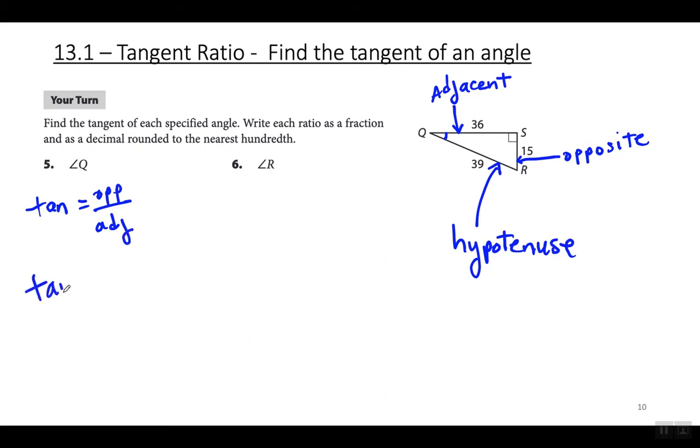So in this case, the tangent of angle Q is going to be the opposite side, which measures 15, divided by the adjacent side, which measures 36. Alright, so when I do that in my calculator, one moment. So 15 divided by 36. I'm going to have to round my answer, so it's approximately 0.42.